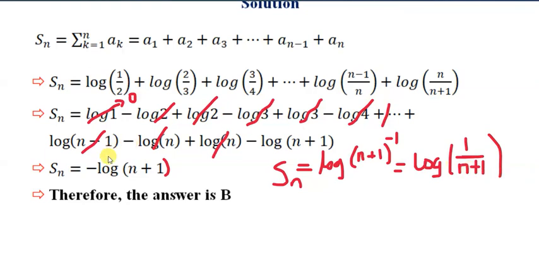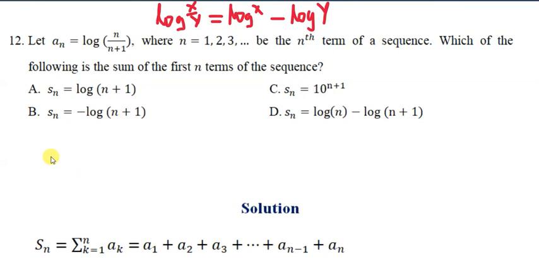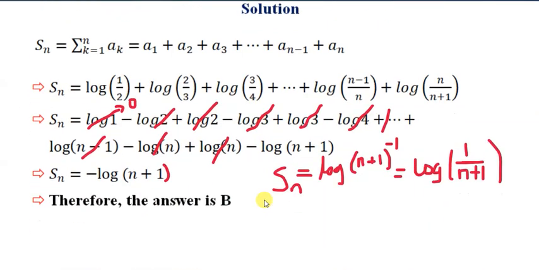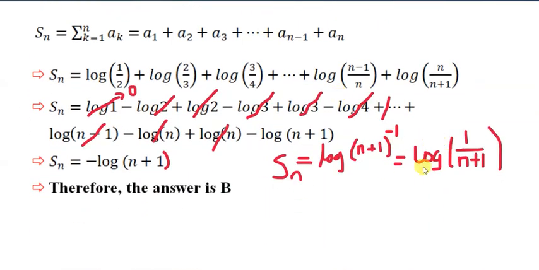Both are answers here. This one and this one are the correct answer. This is exactly equal to logarithm of 1 over n plus 1. And therefore our answer is B. The one in B is the correct answer. But in case in the choices you have seen something like this one, then immediately you have to choose this one, because both are the same.